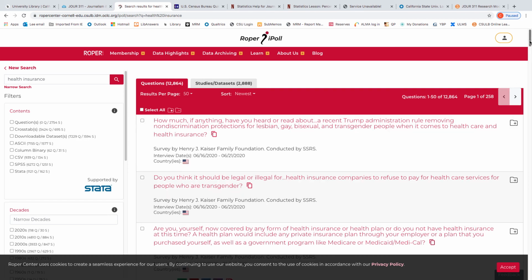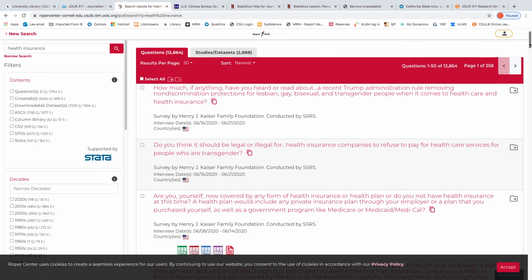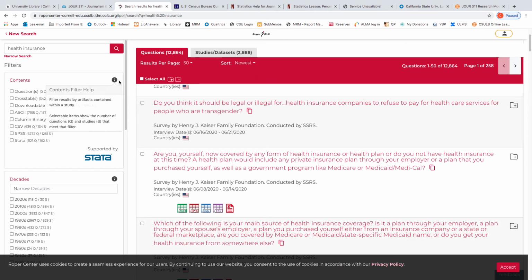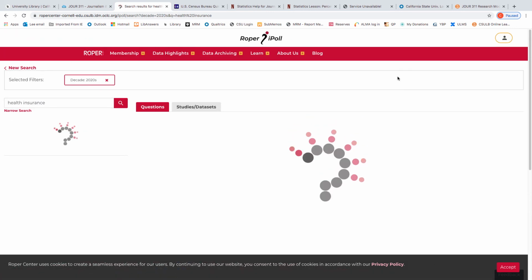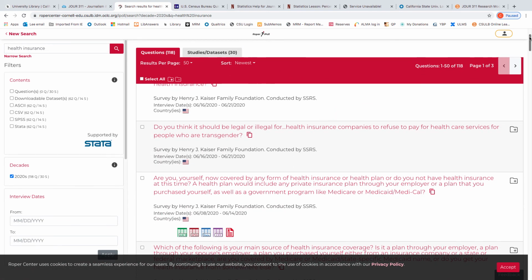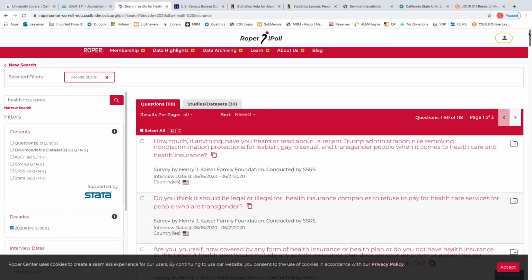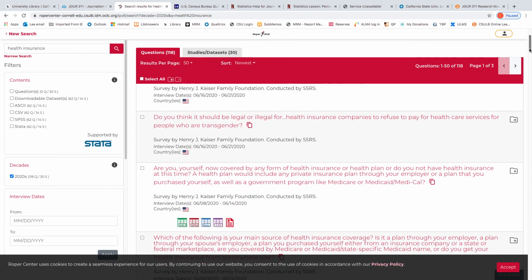So now it's going to give me the questions that have been asked on health insurance. And I can filter it by decade. So let's say I want the 2020s. I only want questions that have been asked in 2020.